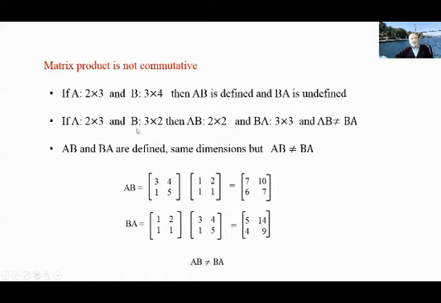This is a case where both AB and BA are defined, but they have different dimensions. If A is 2 by 3, B is 3 by 2, then AB is 2 by 2, and BA is 3 by 3. They are not the same. Here AB and BA are defined with the same dimensions, but they are not equal. Very easy. This is A, this is B. You multiply A times B, you find this matrix. B times A, you find this matrix, and they are not equal.